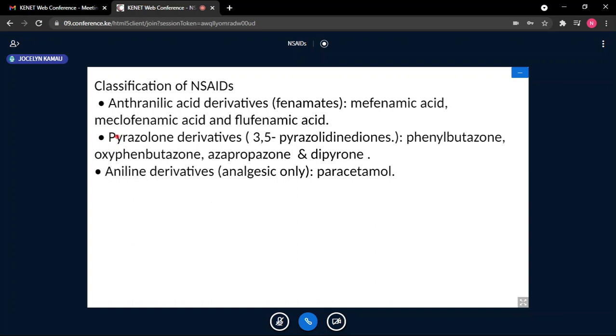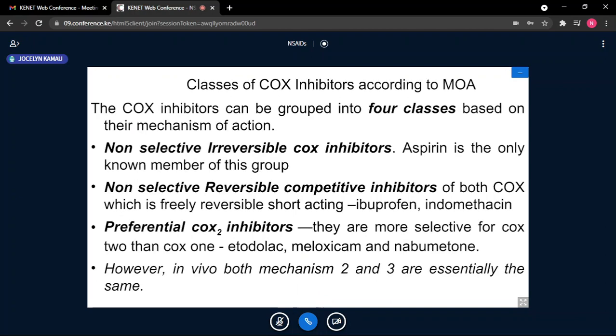The pyrazolone derivatives, we do not classify them alone. We classify them as enolics, the way we said, where you have the pyrazolone derivatives, also known as the 3,5-pyrazolidinediones, and also you have the oxicams, where you have piroxicam, meloxicam, and so on. Don't worry, by the end of it all, you will have known all of them. It takes just a bit of time.